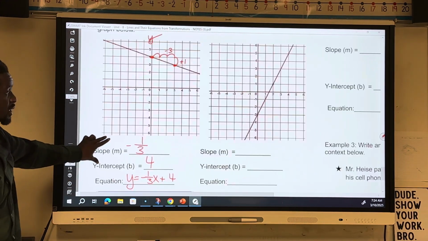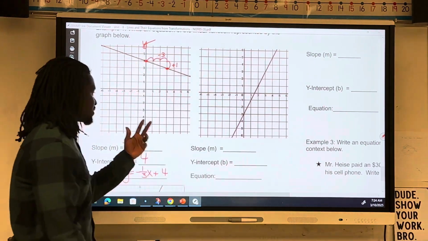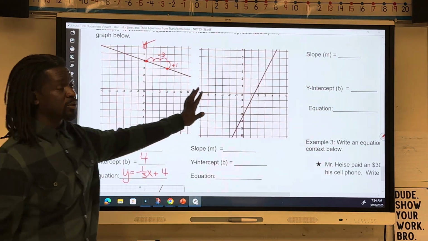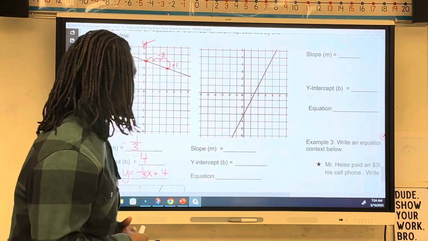There you have it. This is pretty straightforward; we've been doing this throughout this lesson. So I want you to go ahead and pause it and see if you can do the next two graphs on your own.